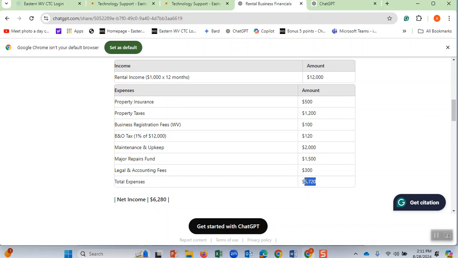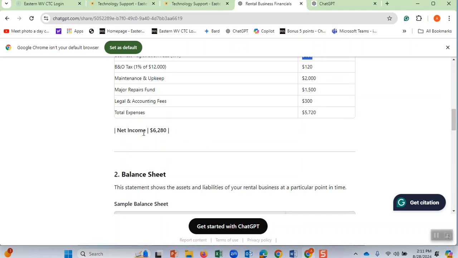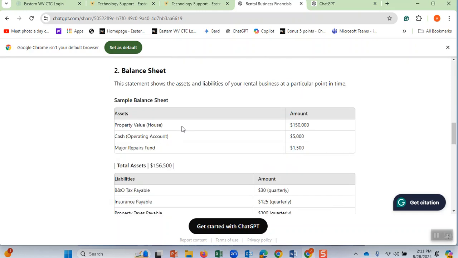Some of these fees might be one-time fees, like business registration, but the other things, of course, would continue, like property insurance. Therefore, the net income that they have is $6,000, which is around $500 a month. Now, their balance sheet looks like this.